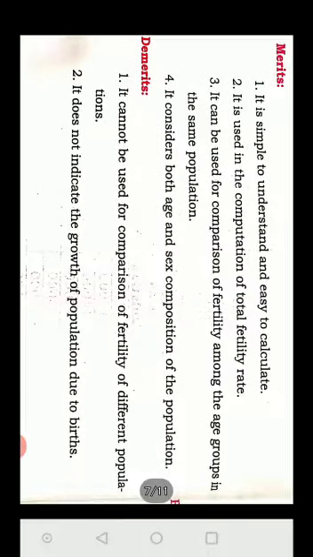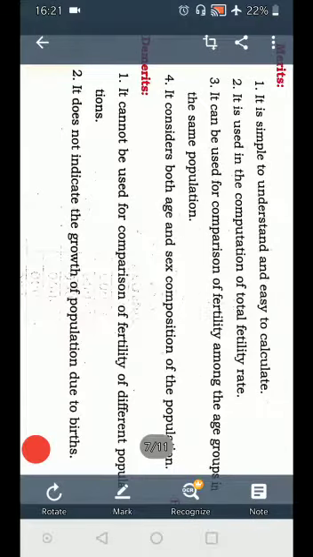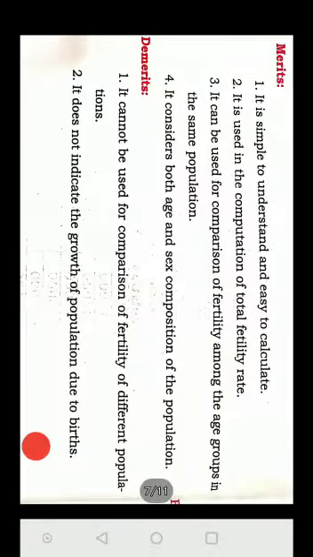Now let us see the merits and demerits of ASFR, that is age specific fertility rate. The first merit says that it is simple to understand and easy to calculate. Then it is used in the computation of total fertility rate. This is very important, children. Whenever you are going to calculate total fertility rate, it becomes compulsory for you to first calculate ASFR. That is, first you have to calculate age specific fertility rate, then only you can apply the formula for total fertility rate. You will understand it once we solve the example.